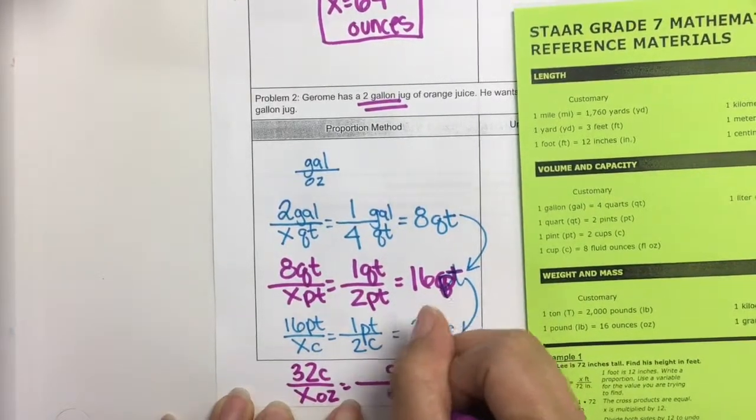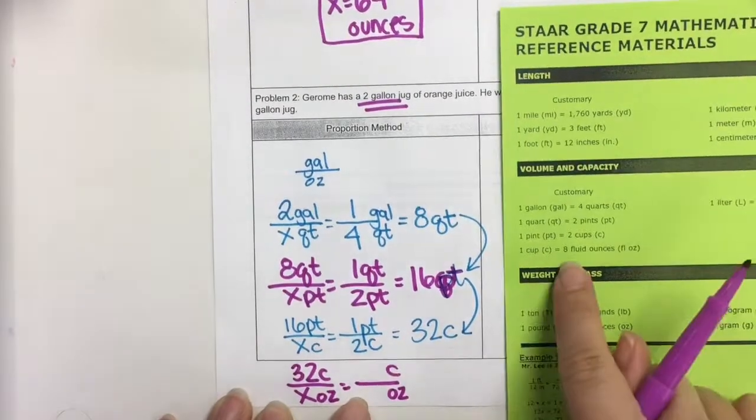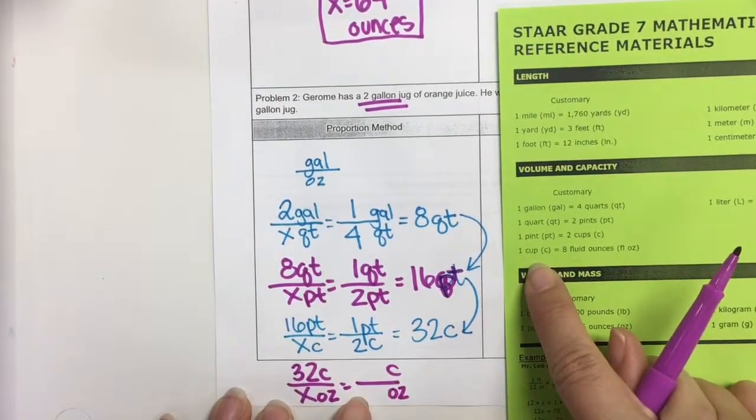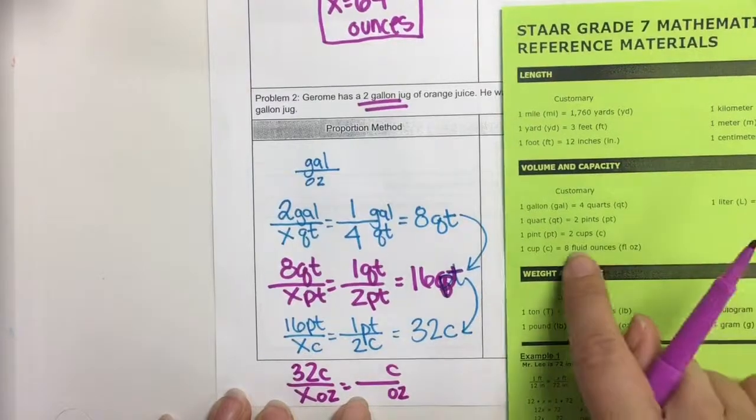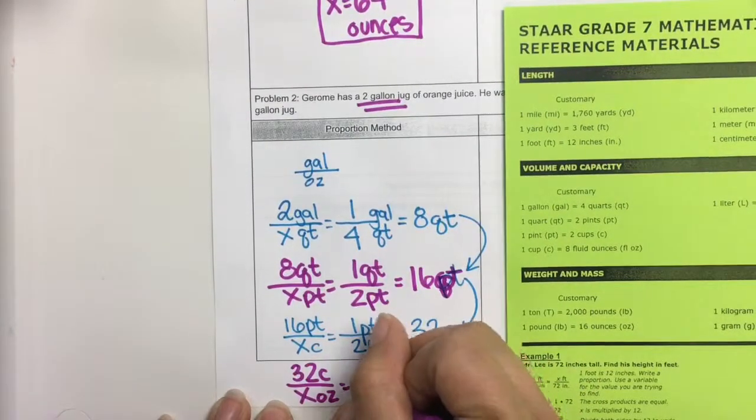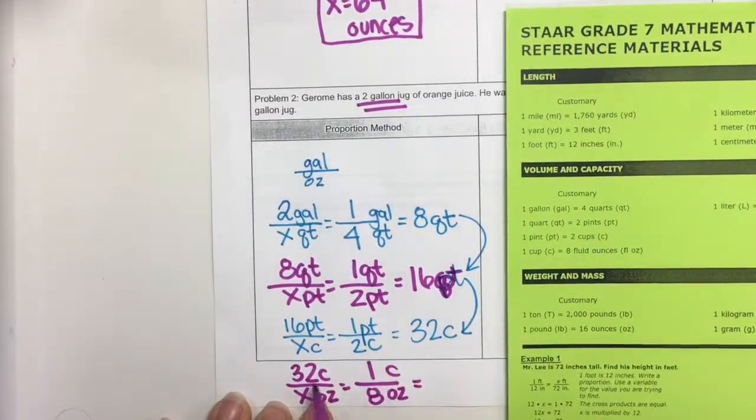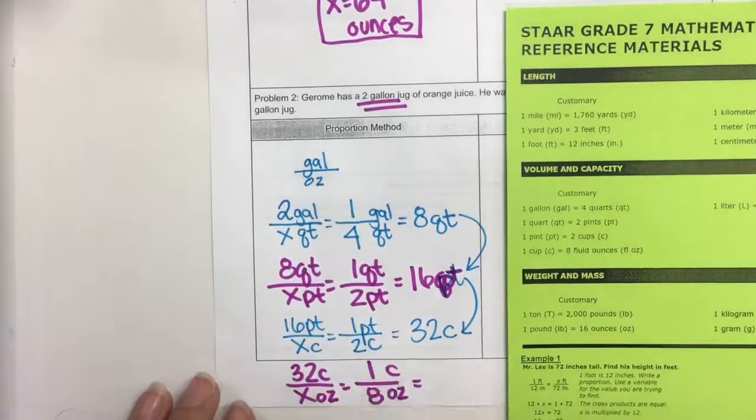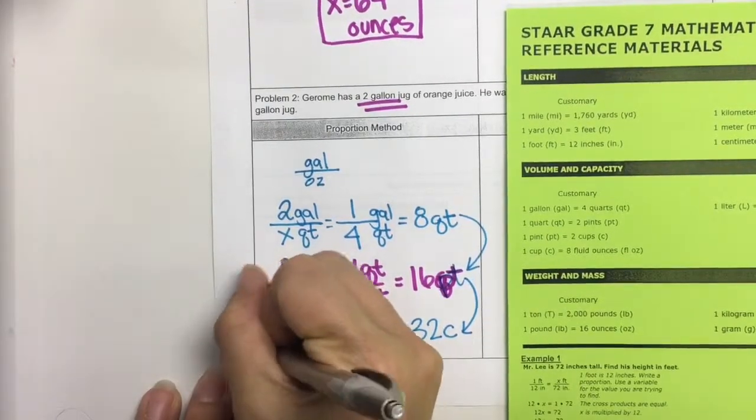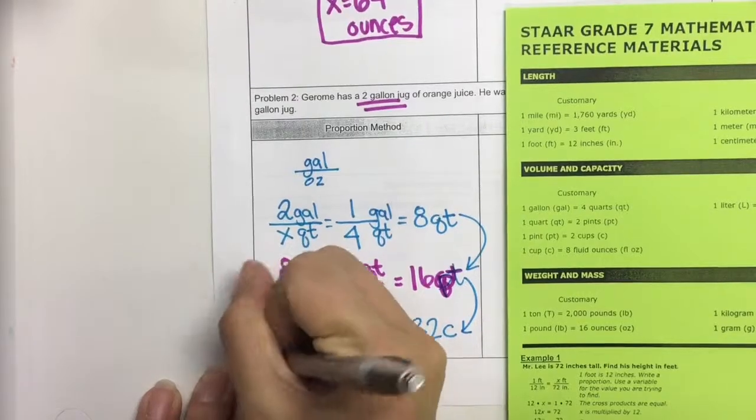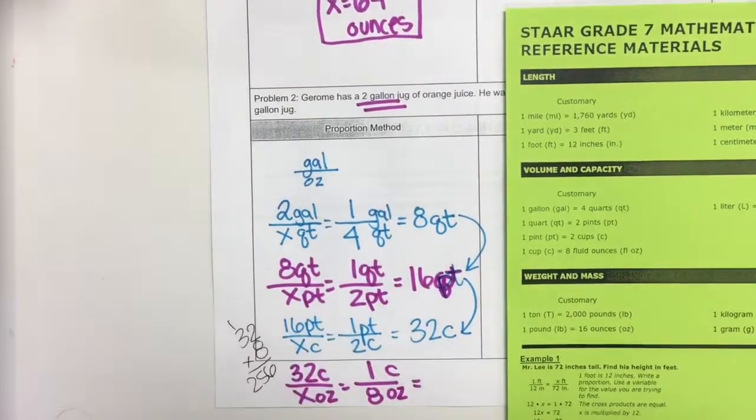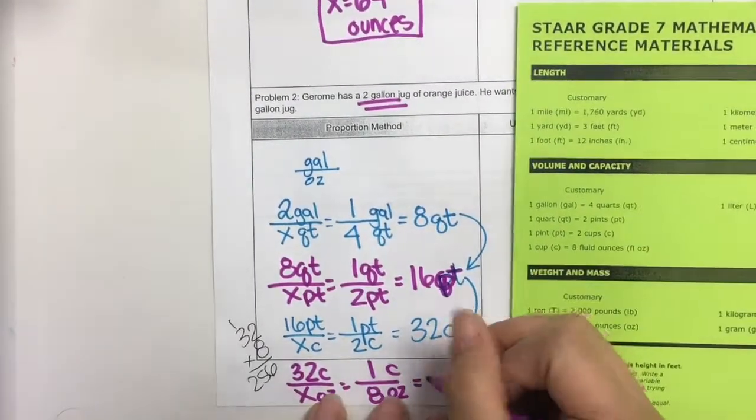So I know this needs to be cups and this needs to be ounces, and I go to my chart and I say, if I have 1 cup, I need 8 ounces. So 1 cup, 8 ounces. So I need to do 32 times 8. So we'll just do a little side math. 32 times 8, 16, 24, 25. So 256 ounces.